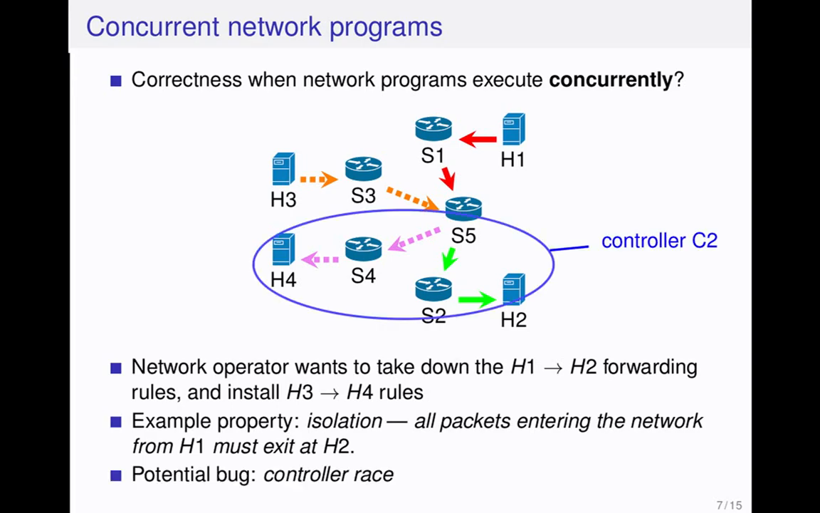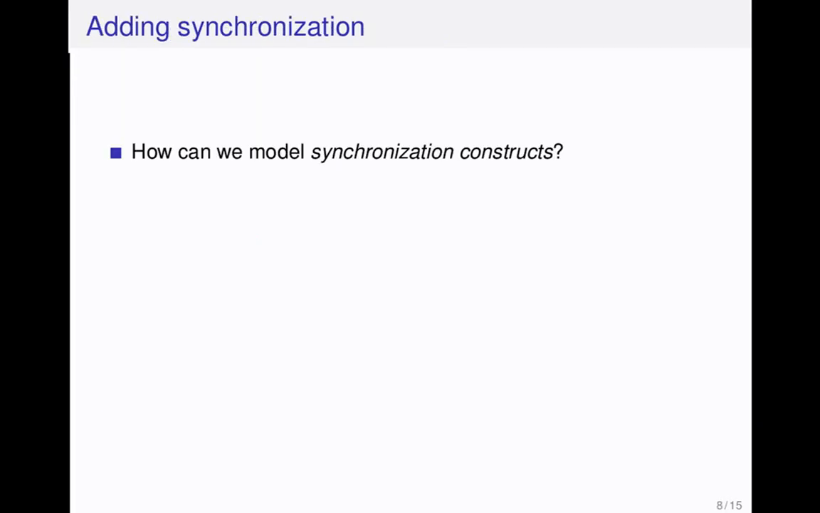Okay, so hopefully you can see that there's a potential bug here and that it's different from the previously described packet races. Basically, if controller 2 starts changing over to the violet rules first, it can cause a violation of the specification: traffic is now forwarded from H1 to H4, violating isolation. So in this approach, we want to synthesize synchronization constructs in order to prevent those types of bugs.